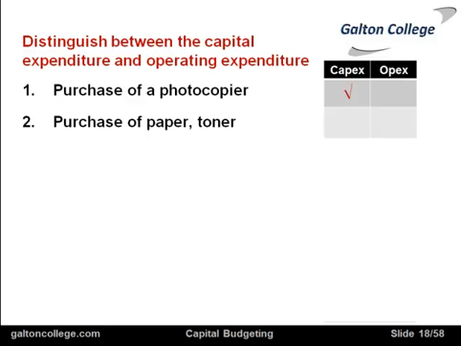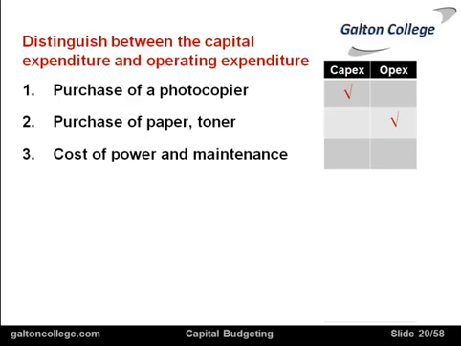The purchase of paper and toner for the photocopier, well, that's operational because short run. That depends on the day-to-day usage of the photocopier. The cost of power and maintenance, well, short run. So it's an operational expenditure. Depends on how much or how intensively we use the photocopier.